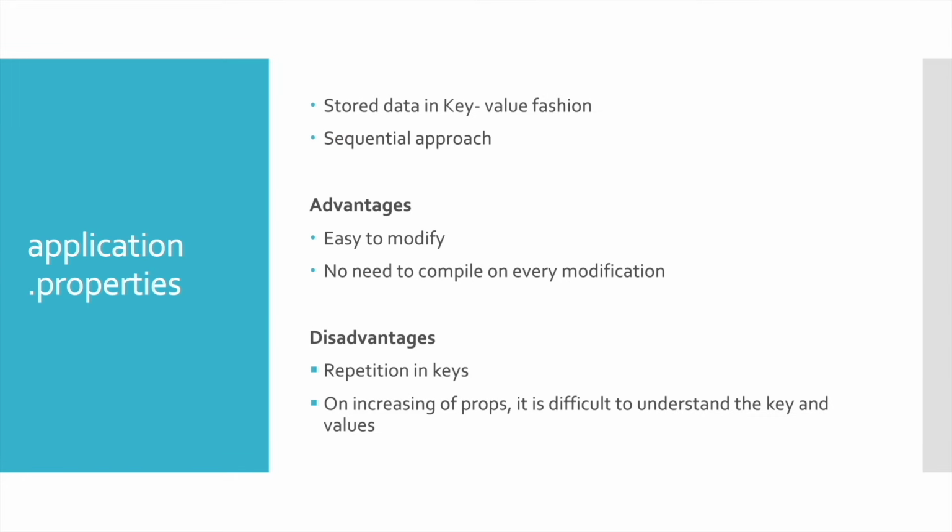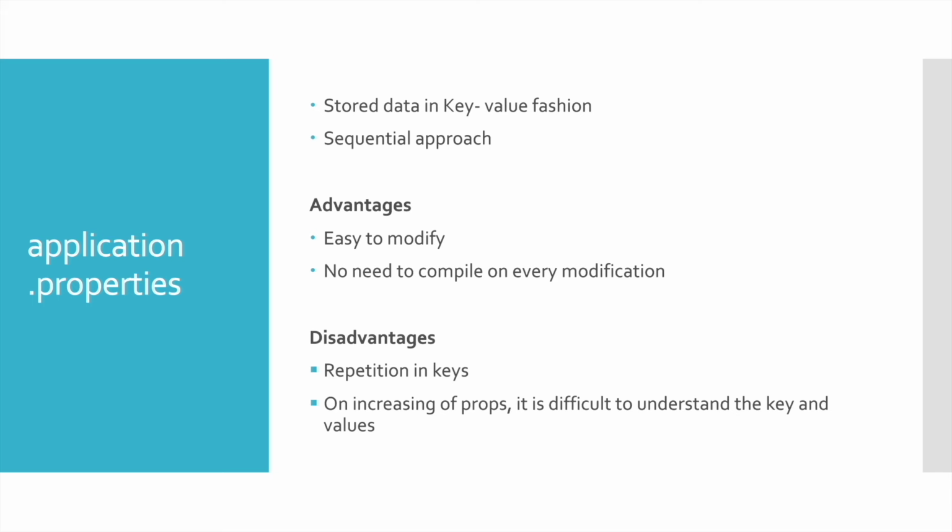We have application.properties. This comes with Spring Boot, and we can also have it with the Spring framework at the core module. Here the data is stored in a key value pair fashion, with a sequential approach, and I'll show you how it looks. The advantage is that we can easily modify it, as I told before, and there is no need of compilation every time.